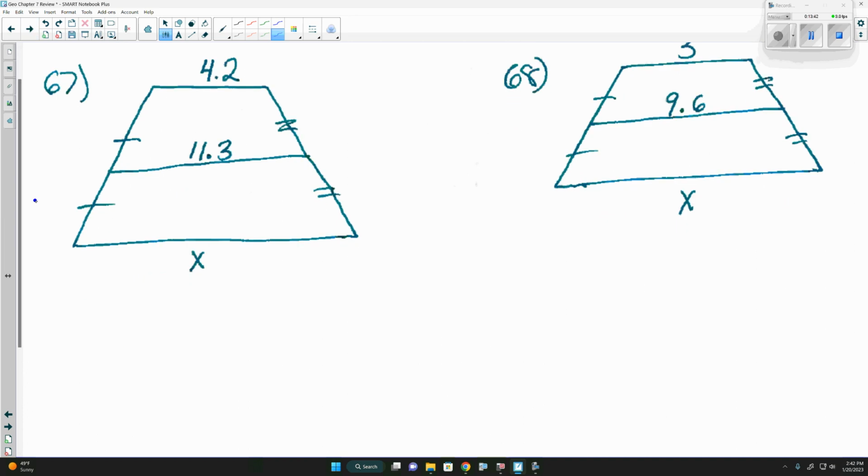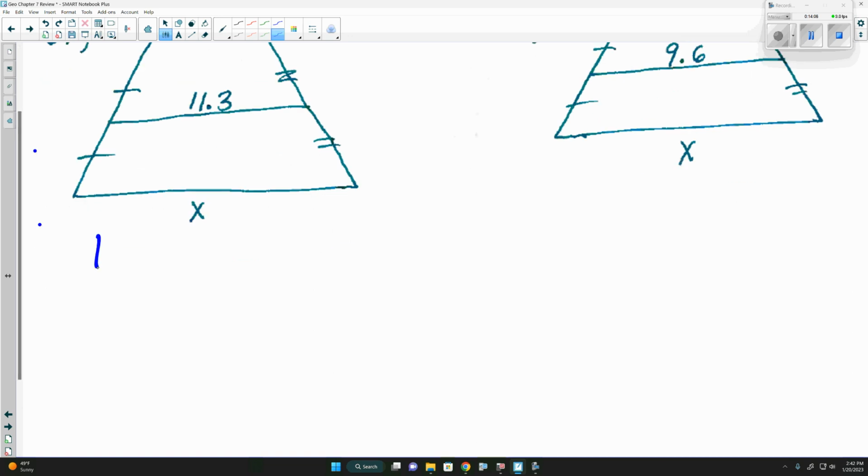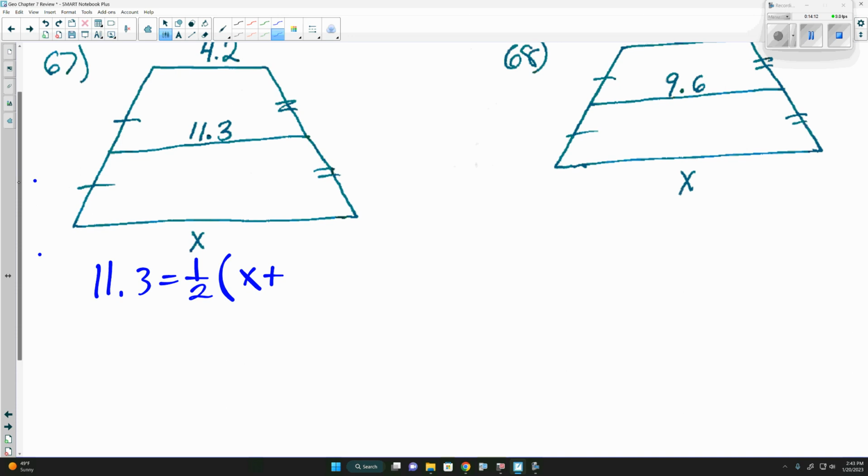67. So the mid-segment is equal to half the sum of the 2 bases. So the mid-segment should be the middle length, yes? Should x, the value of x, be smaller or bigger than 11.3? Bigger, because the other side's already smaller, yes? So that's one thing we know for sure. Now, according to the formula, the mid-segment, 11.3, is equal to 1/2 of the sum of the 2 bases. One of the bases is x, the other is 4.2.